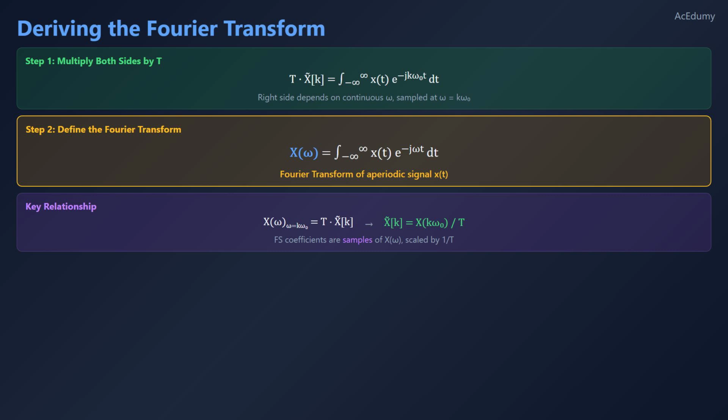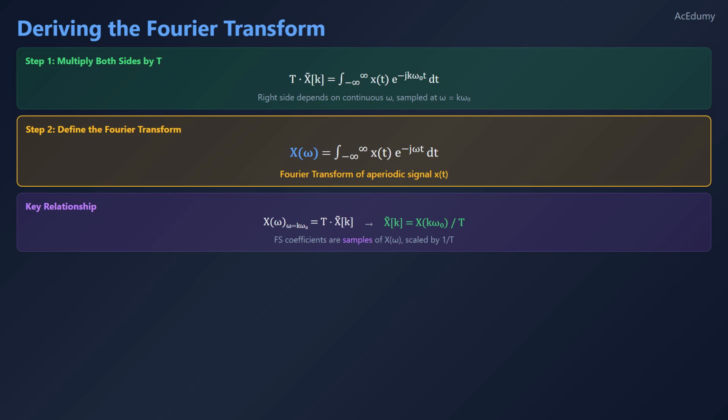Now let's extract something powerful from this expression. Multiply both sides by T. We get T times x̃[k] equals the integral from negative infinity to infinity of x(t) e to the minus jkω0t dt. The right side depends on the continuous variable ω, evaluated at discrete points ω equals kω0.